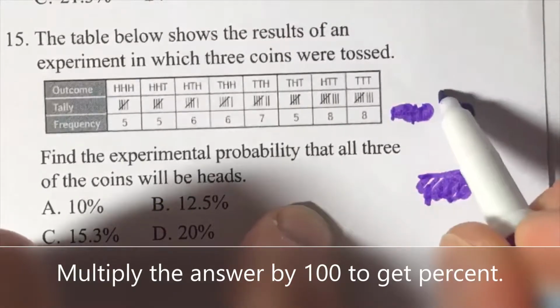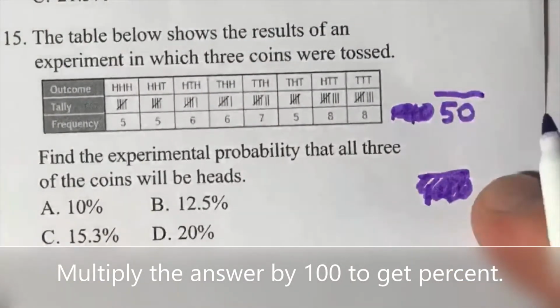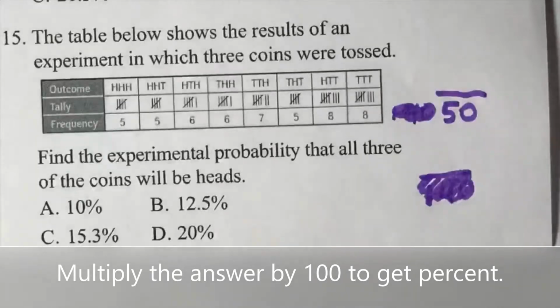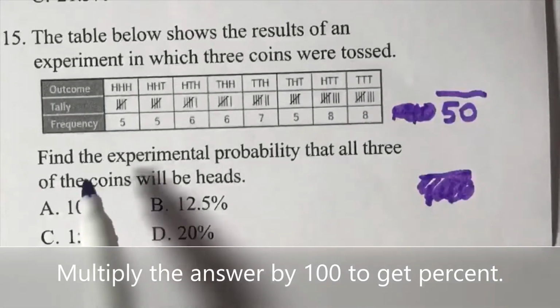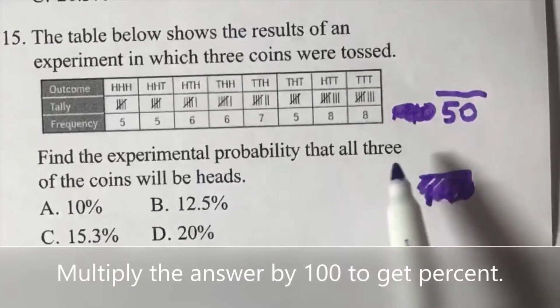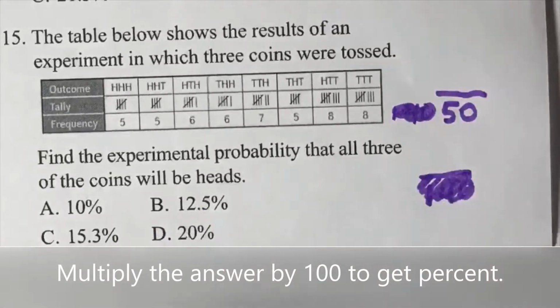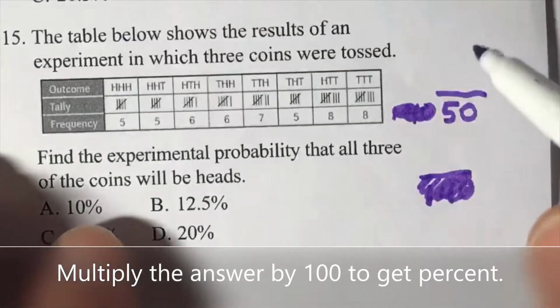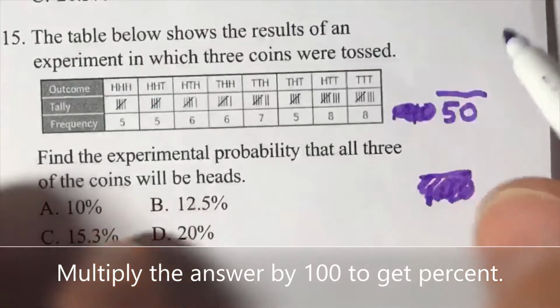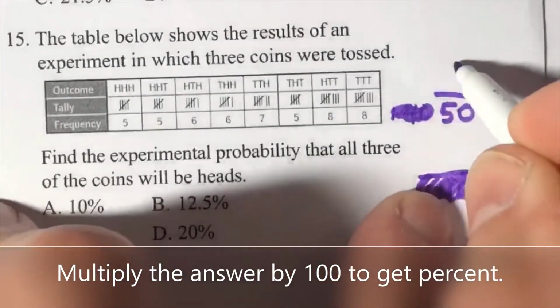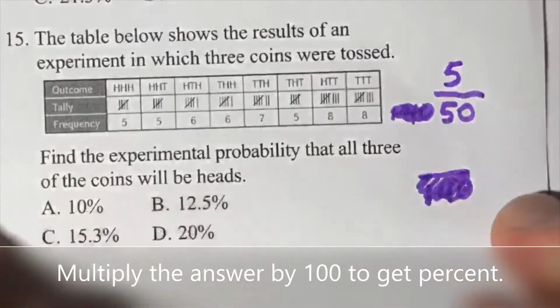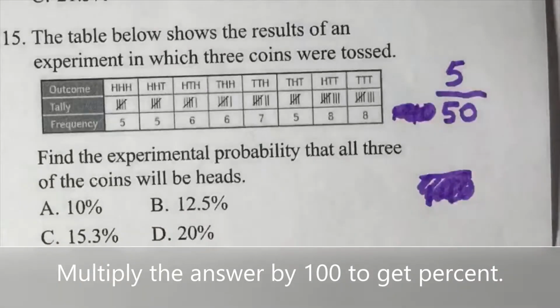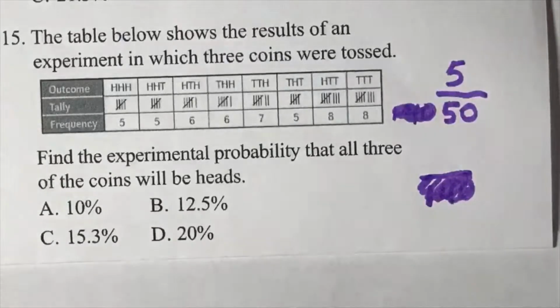So we're going to put 50 in the bottom. Now, find the experimental probability that all 3 of the coins will be heads. Well, there were 5 outcomes. So there's your setup. Now you've got to turn that into a percentage.